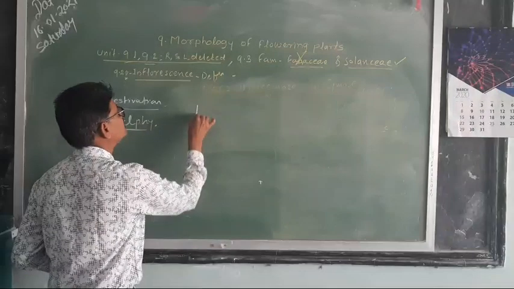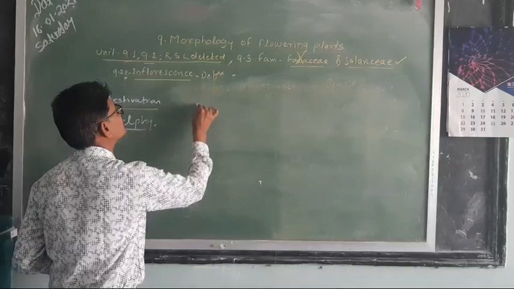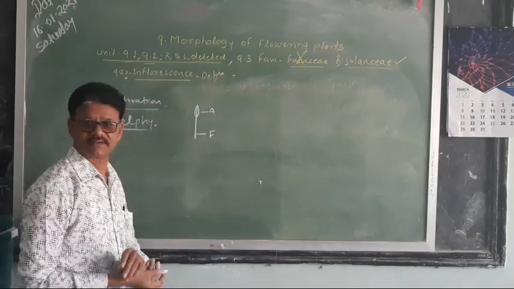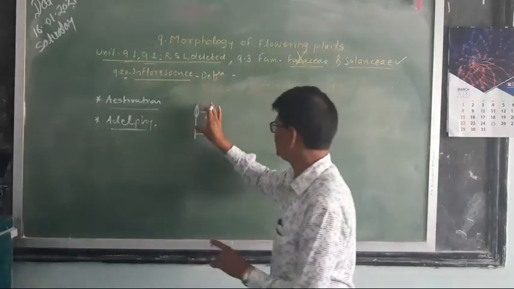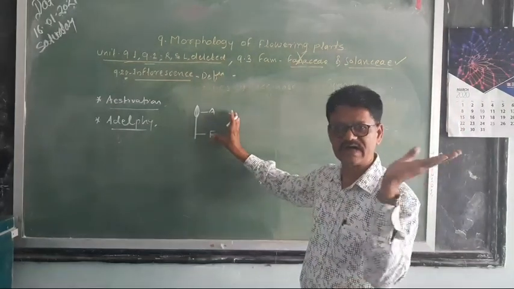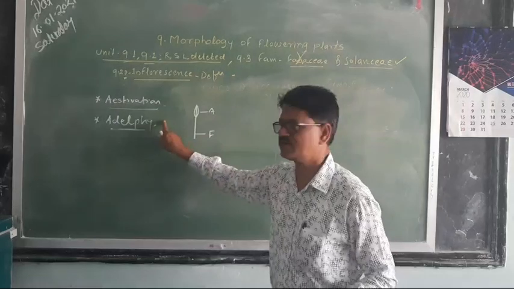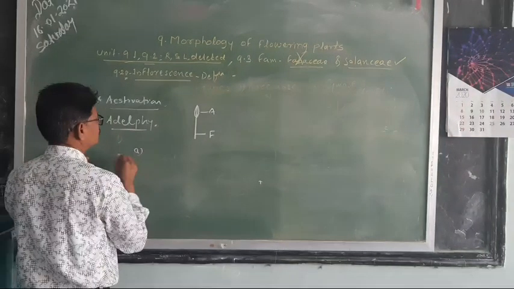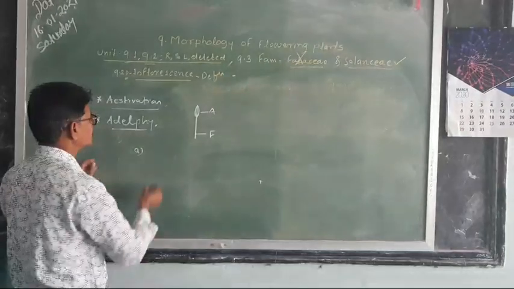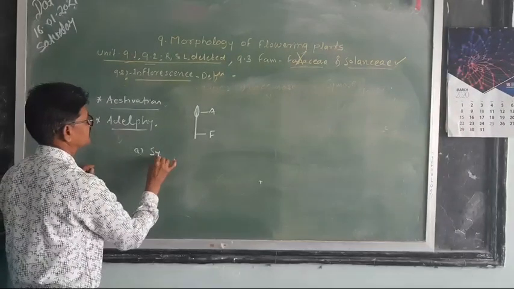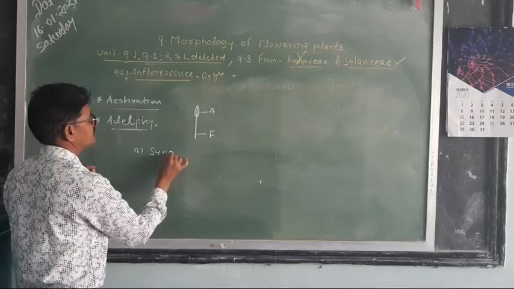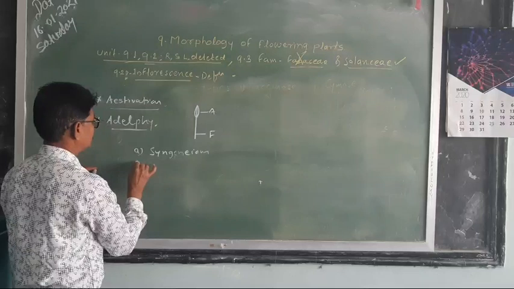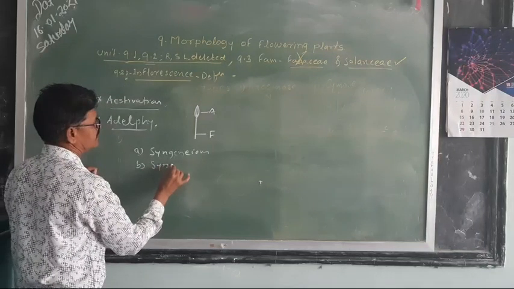The joining of, say this is the filament and this is the anther. The joining of stamen to other parts of the flower is called the adelphi. And here there are two types: Syngenesious and Synandrous.